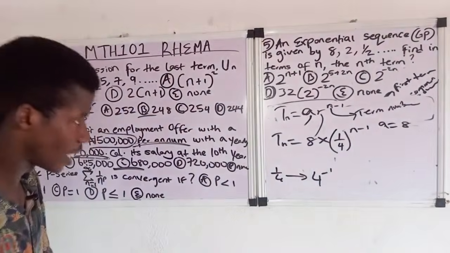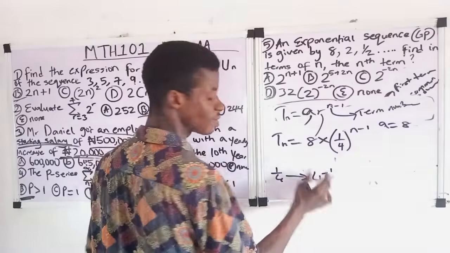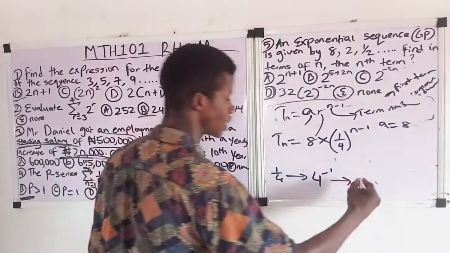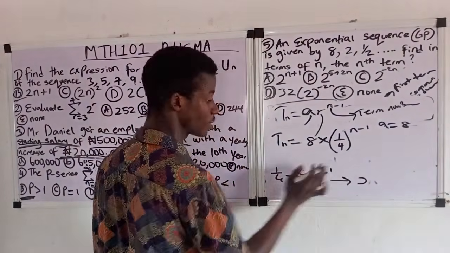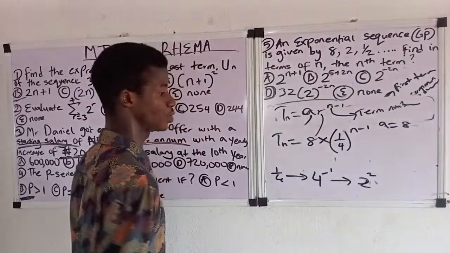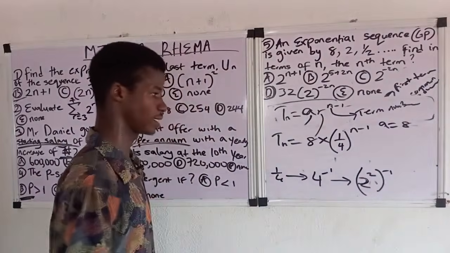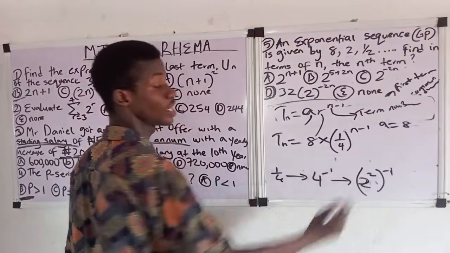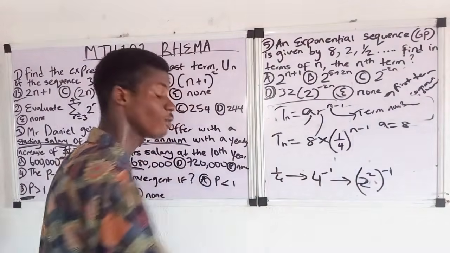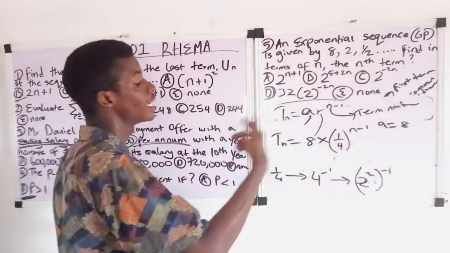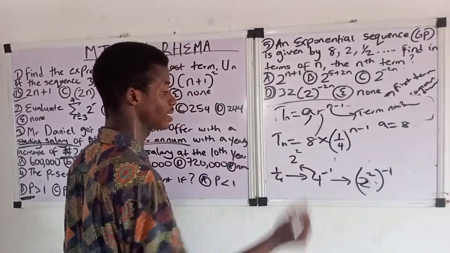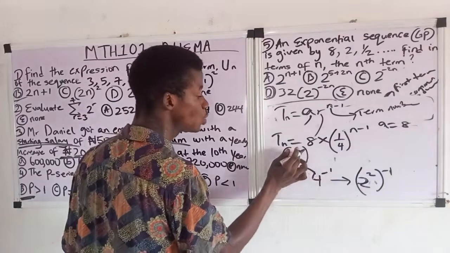Now if we continue further, remember 4 is still the same thing as 2 raised to power 2, right? Yes. 2 squared will give you 4, right? So 1 over 4 is written as 4 raised to power minus 1, and 4 itself is the same thing as 2 raised to power 2. So 2 raised to power 2, and these two multiplying the minus 1, right?